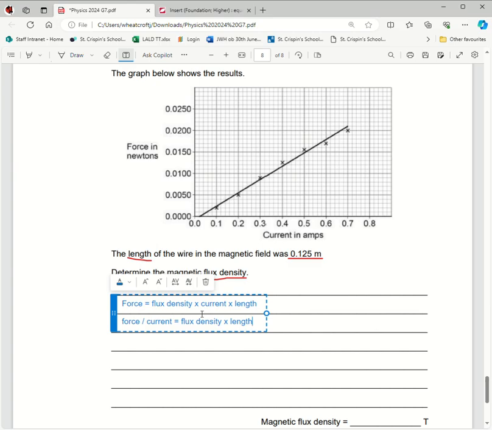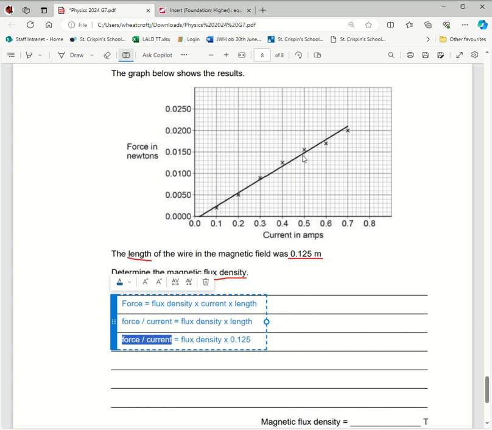Now we actually know the length of the wire because it's given to us as 0.125. So I'm just going to do force over current equals flux density times 0.125. We also know force over current, and the reason we know this is because we have a plot of points on our graph here of how the force changes with current. Now we can't just pick any 2 points from the graph. We're going to use our line of best fit instead, and we're going to work out the gradient of that line of best fit, which is representing that whole set of data.